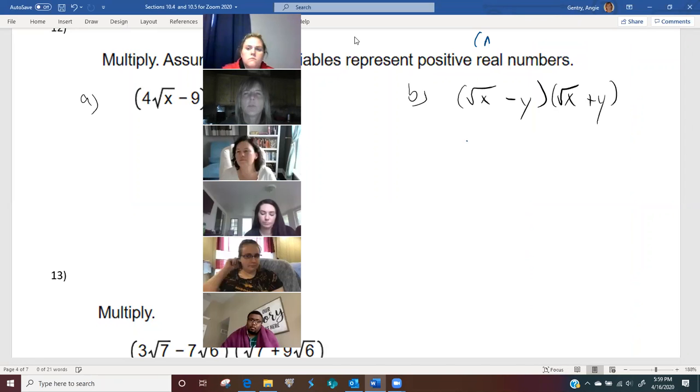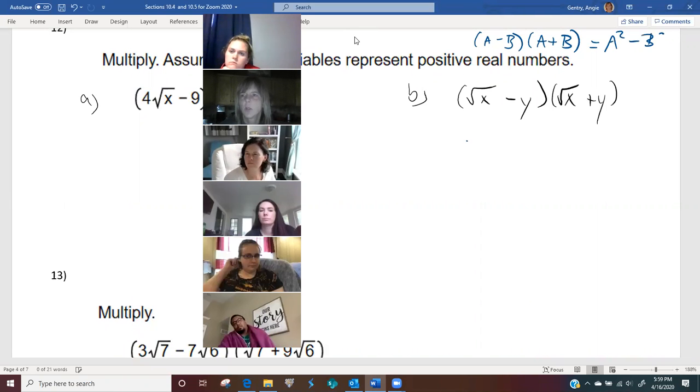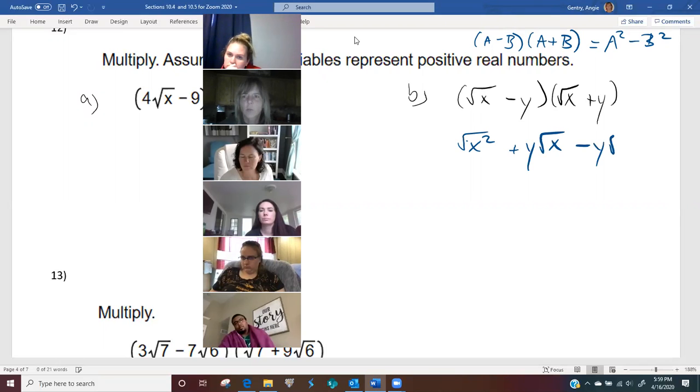This one over here, the only reason I want to fiddle with this is, if you like formulas, a plus b times a minus b, or a minus b times a plus b, is a squared minus b squared. You can do it this way, or you can always FOIL. So square root of x times square root of x is square root of x squared. Then you have an outer plus y square root of x. Just be careful of what's under the radical and what's not under the radical. Minus y square root of x, and then negative times positive is negative, and y times y is y squared.